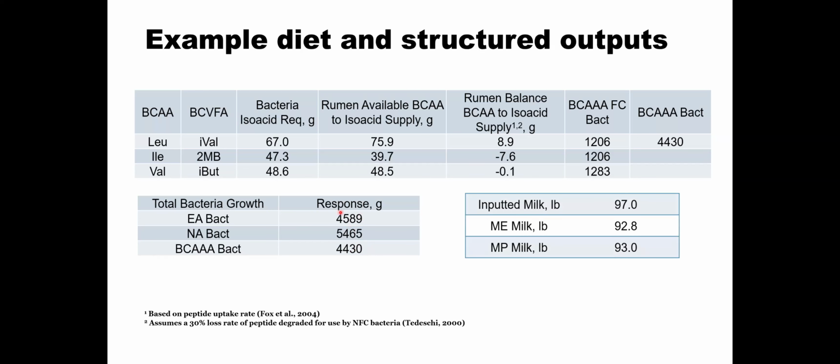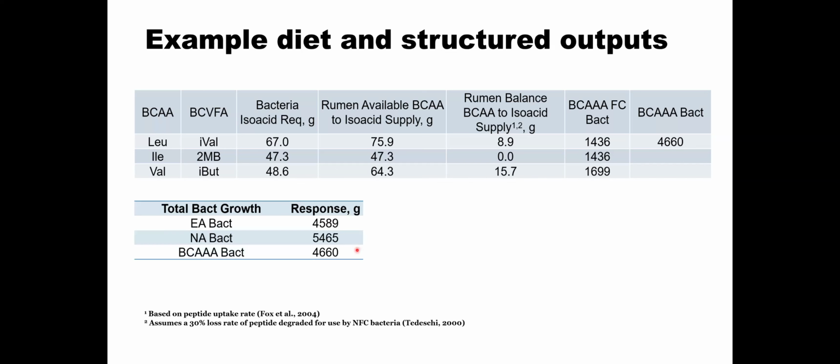So what we would see here is we want to be making 97 pounds of milk, but because of that limitation, our ME and MP allowable milk are running about 93. So we're about 5 pounds short of meeting that requirement, simply because we don't have enough of the branched chain amino acids, right?